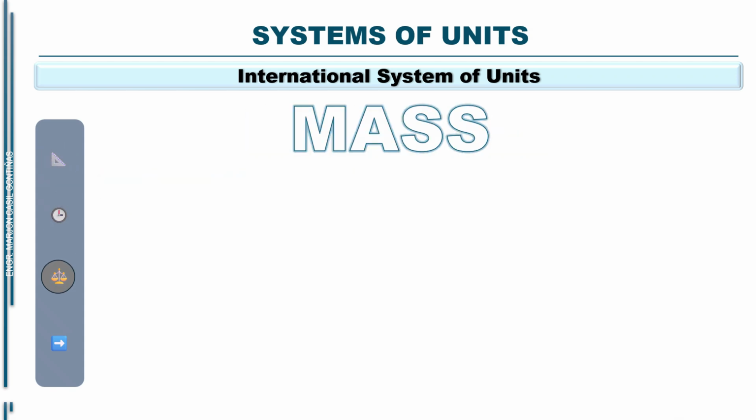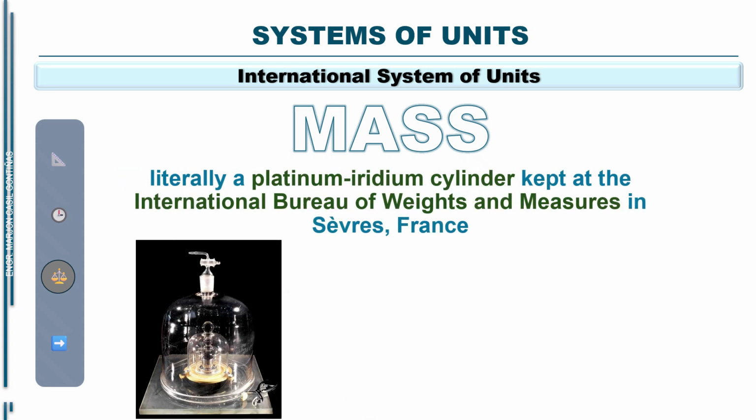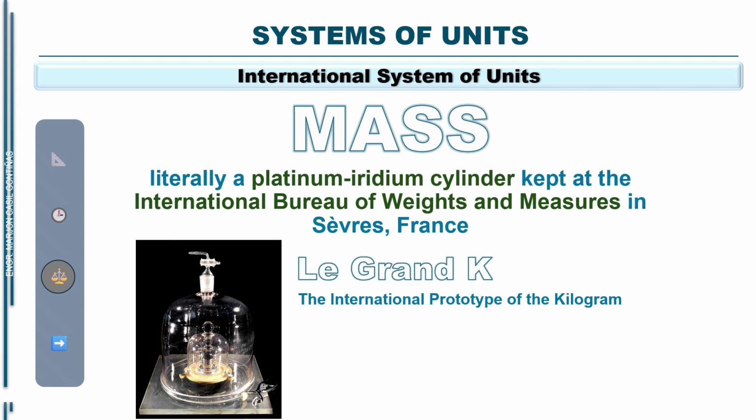Finally, mass. You might find this cool, or a little weird. The kilogram, roughly the mass of 1 liter or 0.001 cubic meter of water, is literally a platinum iridium cylinder kept at the International Bureau of Weights and Measures in Sèvres, France. For more than a century, the entire world measured mass based on a single object, Le Grand K, or officially, the international prototype of the kilogram.